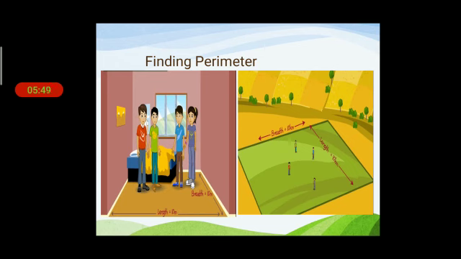The perimeter of this room: its length and breadth are 10 meters. So is it a square or a rectangle? Yes, it is a square. What is the formula for the perimeter of a square? 4 into side. 4 into 10, that is 40 meter. And what is the perimeter of the ground? 40 kilometer. Yes. Let's move ahead, children.